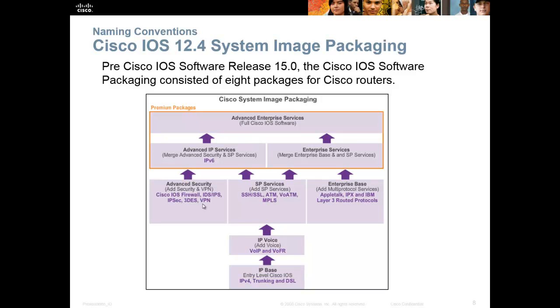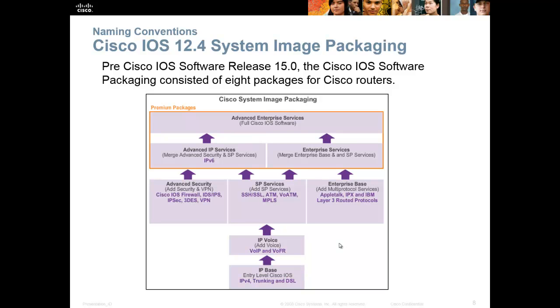And then they had combo packs. So Advanced IP Services, you got Advanced Security and SP Services together. And then Enterprise Services, you got SP Services and Enterprise Base together. And then if you bought Advanced Enterprise Services, you got all three: Advanced Security, SP Services, and Enterprise Base. And that name was always in the name of the software. So if I did show version, it would say like C2800 MZ, and then it would say IP Base or IP Voice. So it was very easy to find out what you had on there.